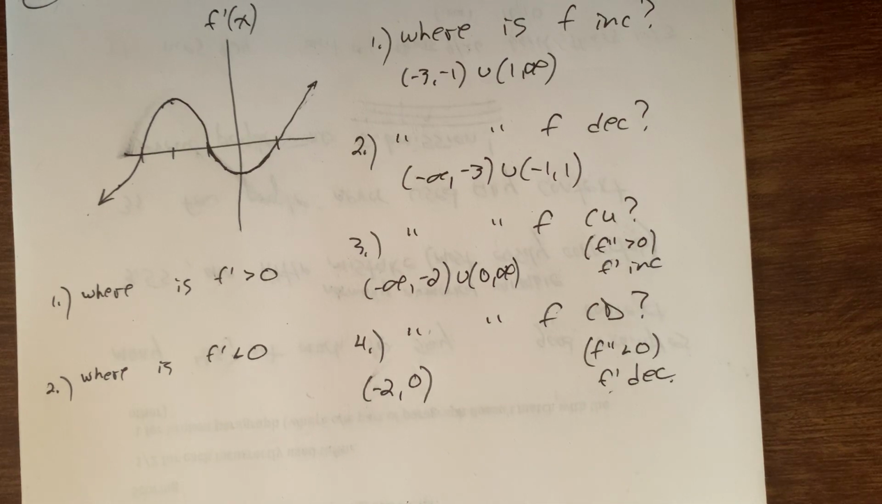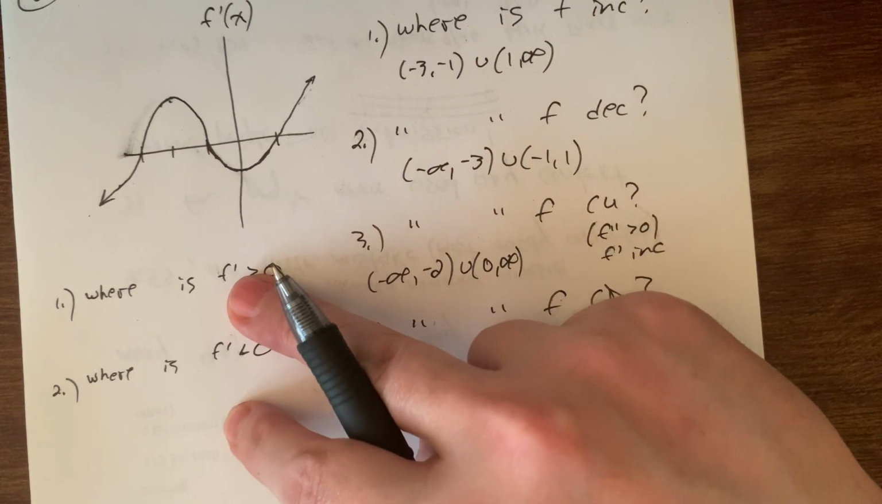I could also do something slightly similar by giving you f double prime and just asking you about f is concave up, concave down, and that would be similar to what we did here.